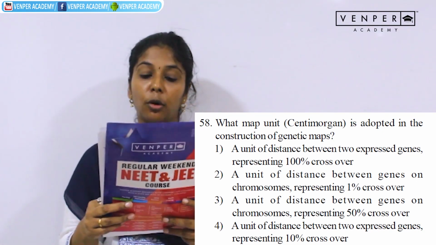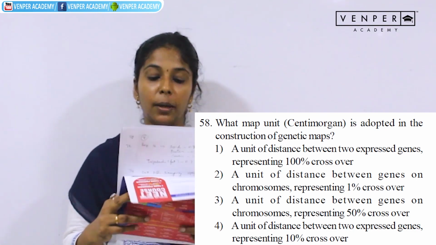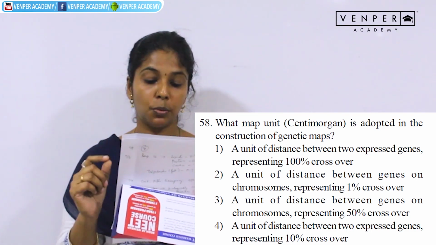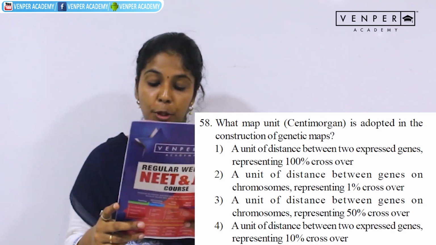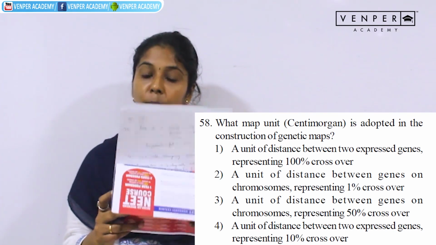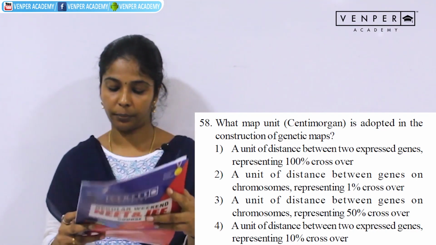A map unit, centimorgan, is used in the genetic map. So 1 centimorgan indicates a 1% chance that two genes will be separated by crossing over. So the correct option is option 2, a unit of distance between genes on chromosome representing 1% crossover.